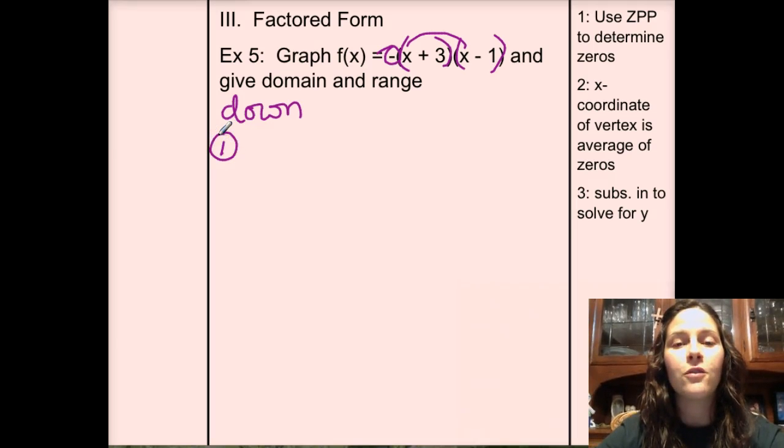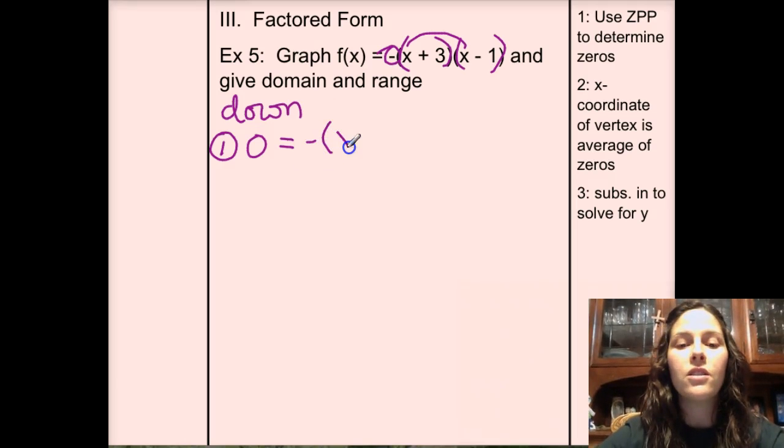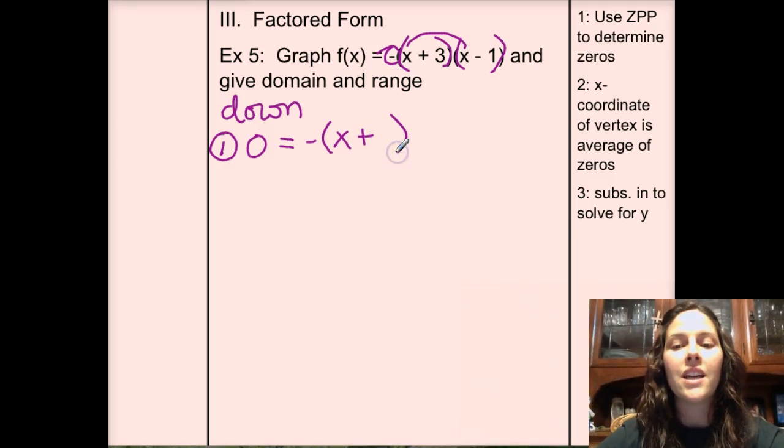Next, for the factored form, we find our zeros. So it says we use the zero product property, that's the ZPP, to find our zeros. Our zeros occur when our y value is 0. That will give us the x values where the graph crosses the x-axis.